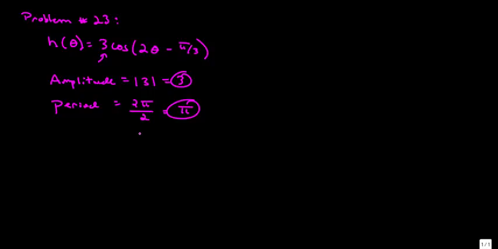I like to think of that as definitely a horizontal shrink of the function, but I also like to think about it as the function happening twice as fast as it normally would. The last one is the phase shift.